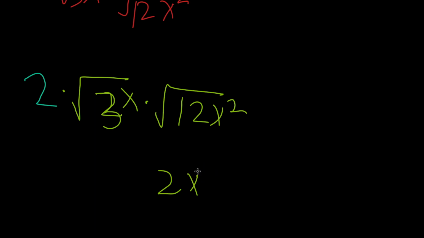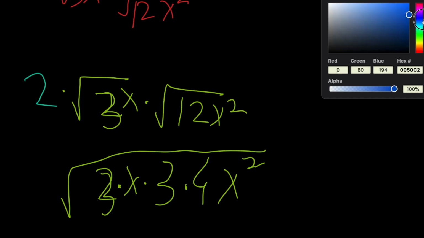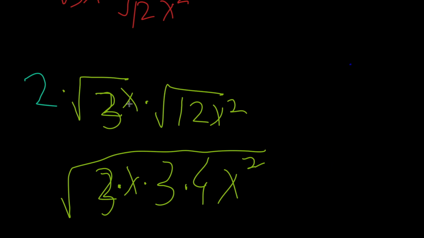I don't want to write the multiplication symbol, because it might get confusing with x. So 3 times 4x squared. And we can put everything under the radical, so 3x times 3 times 4 times x squared. Again, everything under the radical, and of course we have this 2 out here.